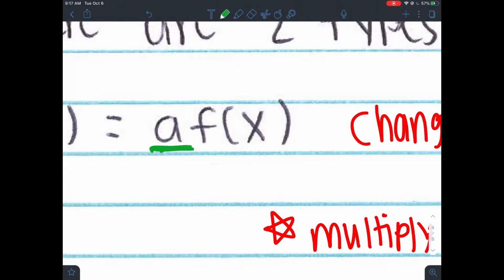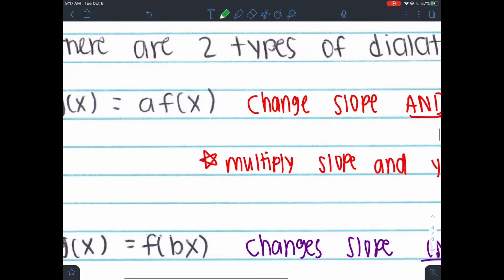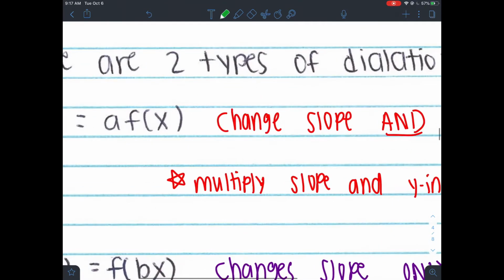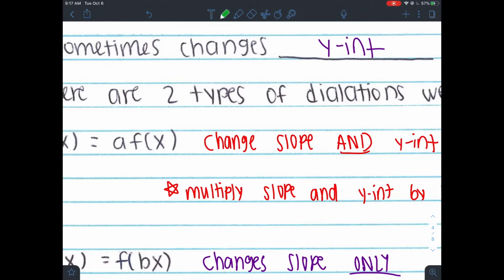Now, when the number is attached on the outside, you're going to multiply it to everything. So you're going to multiply it to the slope and the y-intercept. When your number is attached to the outside, you're going to multiply the slope and the y-intercept by whatever that number is.